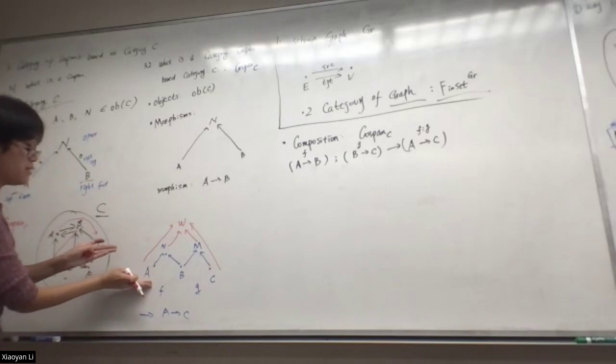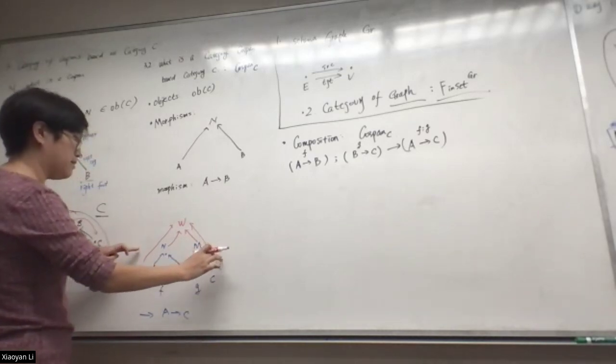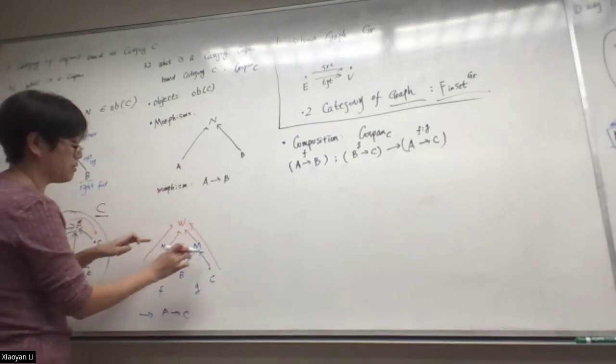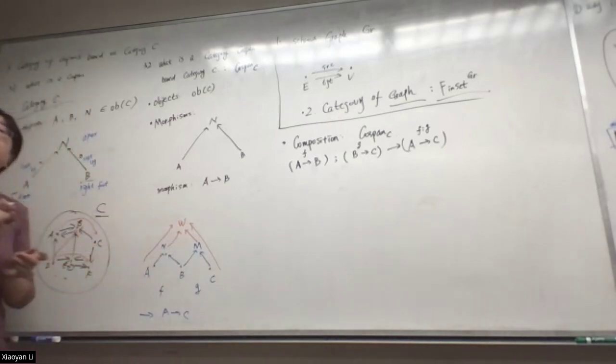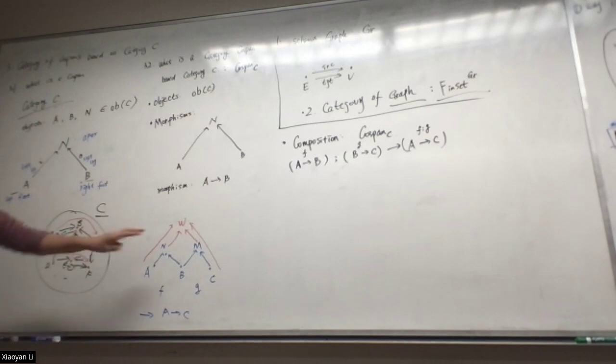So the left foot is A, the right foot is C, and here the legs are composed of two morphisms. The apex is W, right? And composition should correspond to what? Okay. Yeah. Thank you.